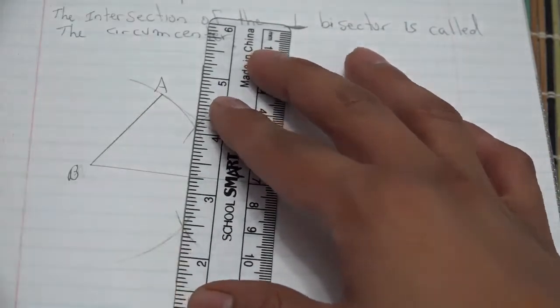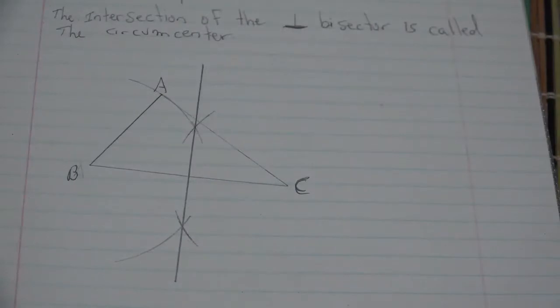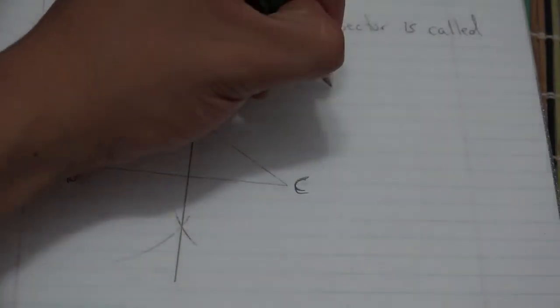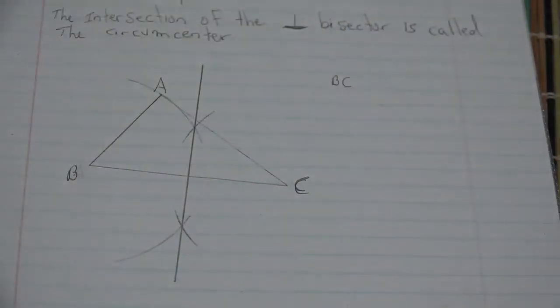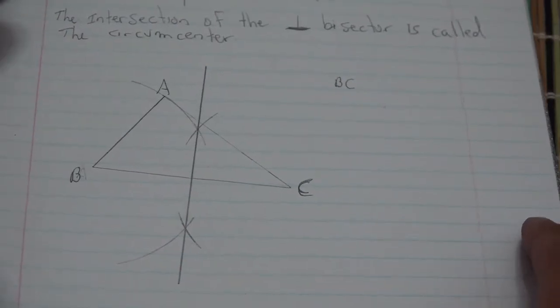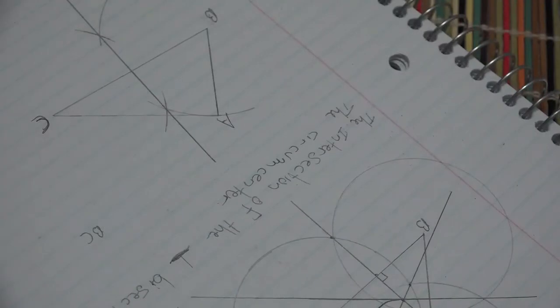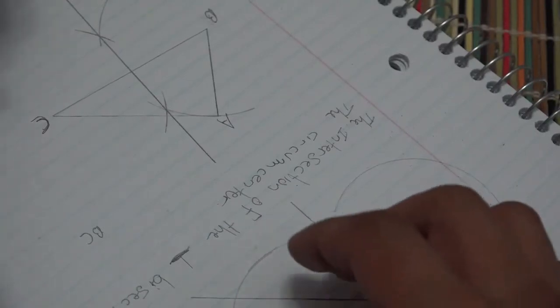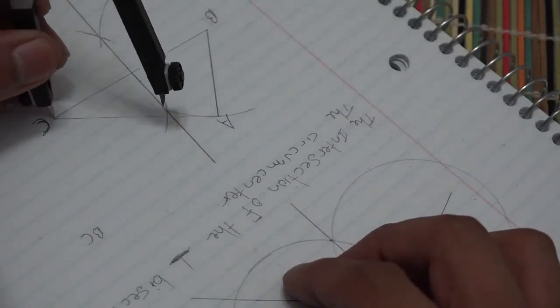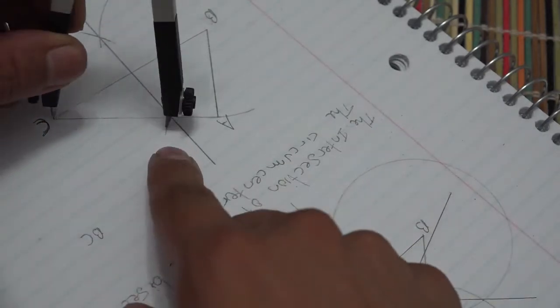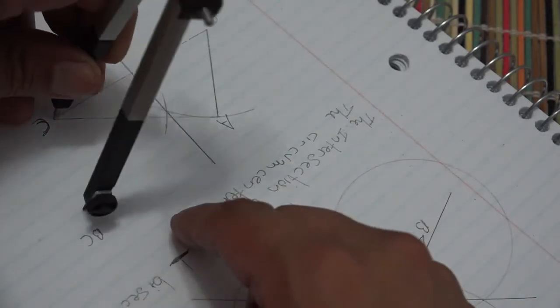So now, perpendicular bisector. What did I do? BC. So I marked that I did BC. Let's try AC. So look, I turn the paper around. And now I'm gonna do AC. So what is the criteria? All you gotta do is open more than halfway. Is this more than halfway? Yes. So all I gotta do is this.